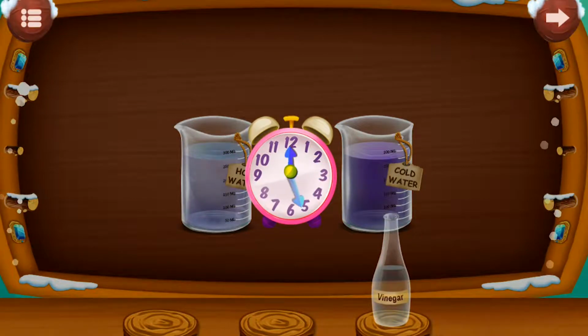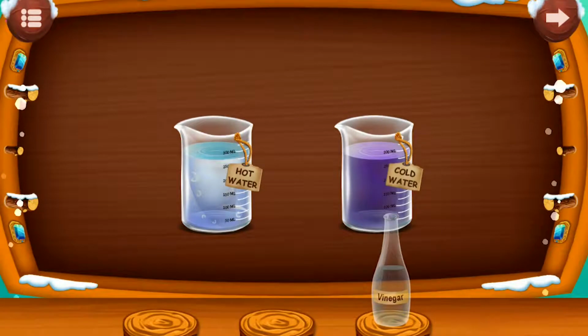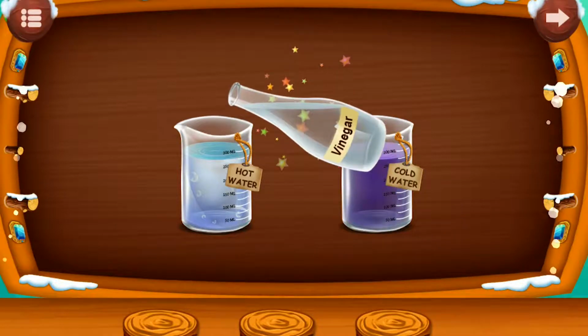Now leave it for some time. You will observe the changes in color of water in beaker. Add some vinegar in the hot water beaker.